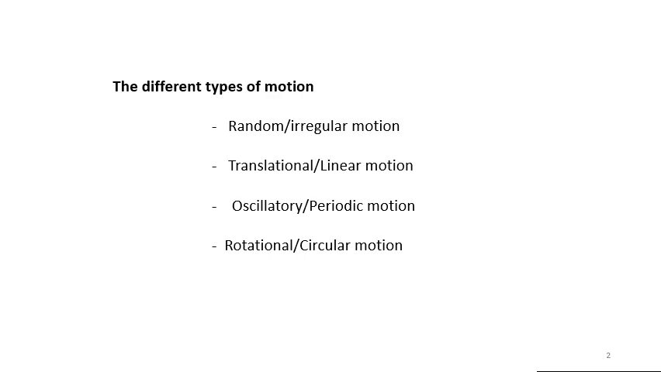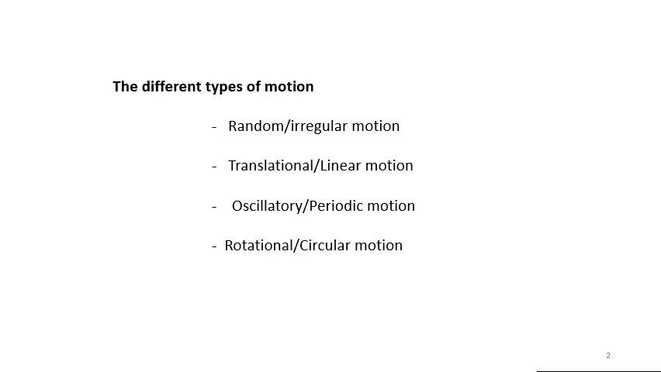Random irregular motion, no definite path. Paths cannot be predicted. That's why I said it to be irregular. Then translational or linear, that can be predicted. However, the body or the motion is in a straight line. For oscillatory or periodic, it is a type of motion where the body passes through a common point at a regular interval. Back and forth type of motion. And for example, from secondary school, you know the simple harmonic motion.